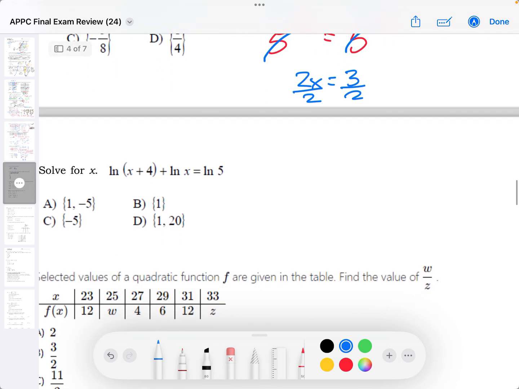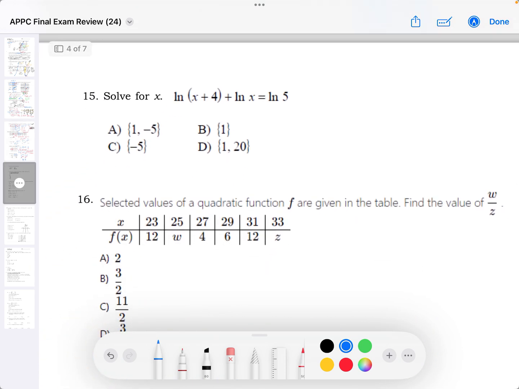Again, I'm going to try to go relatively quickly with this, but if you need to rewind and go back, feel free to do so.